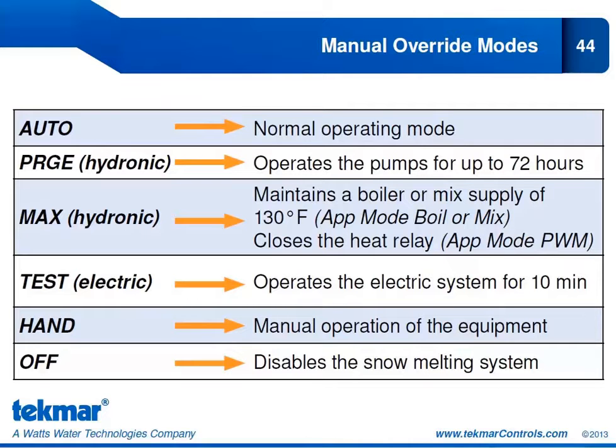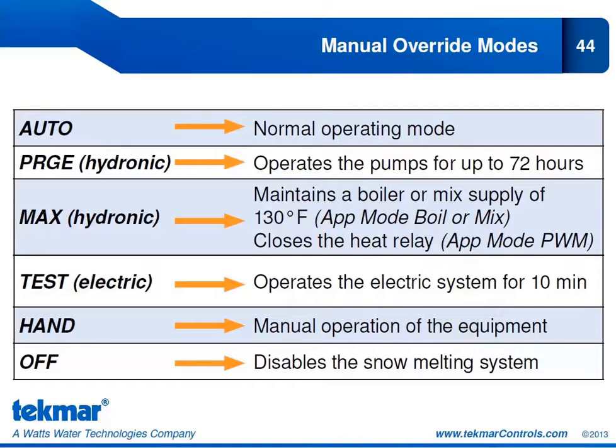Now the purge time, I said up to 72 hours. You can actually configure the amount of time that you want it to run for. The range is 10 minutes to 72 hours. Max is like max heat in our previous controls, so this would obviously only apply to hydronic systems. You would maintain a boiler or a mix supply of 130 degrees in the max override mode. So if you're in application mode boil, your boiler supply would be targeted at 130. If you're in application mode mix, your mix supply would be targeted at 130. If you are in application mode PWM, then instead we will close the heat relay.